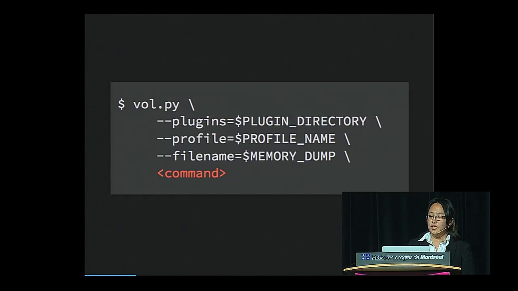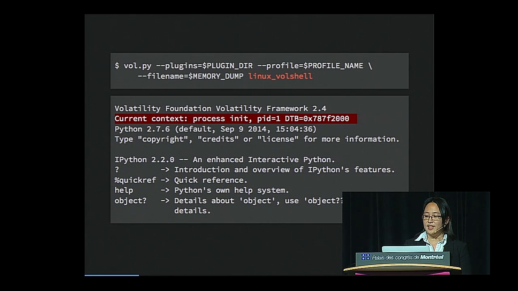OK, so now that we've built our profile, we can invoke Volatility. We dead drop our profile into a plugin directory, tell Volatility both the location of the dead drop and the name of the profile, and then we point it at the memory dump and tell it what we want to search for. Let's start by telling Volatility to find the kernel and bring it in for a friendly chat.